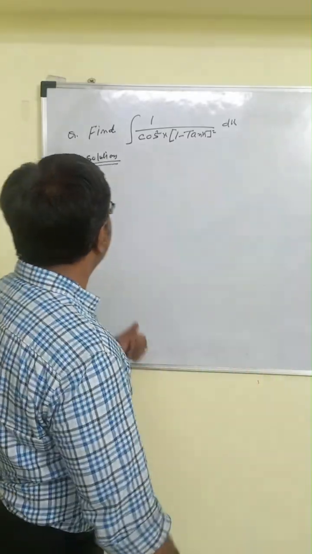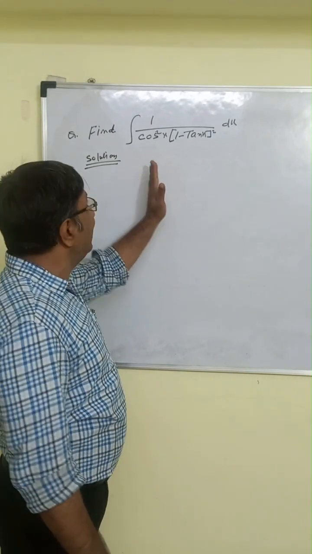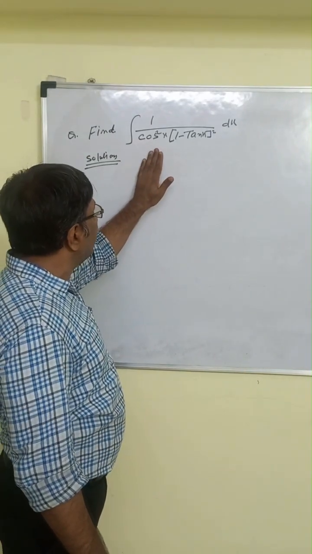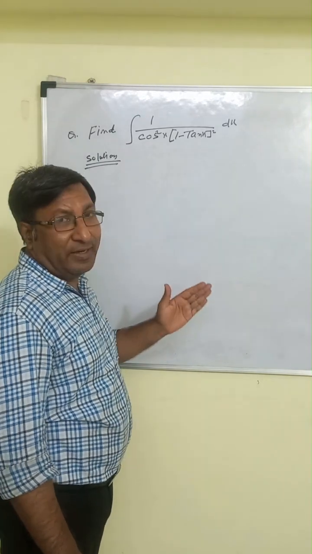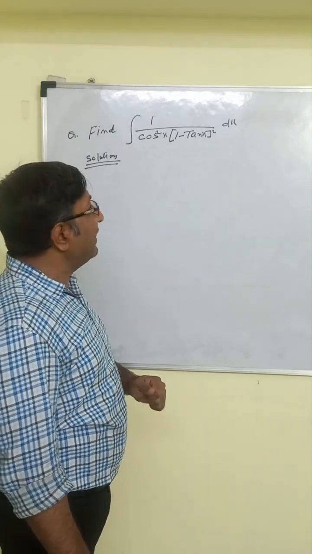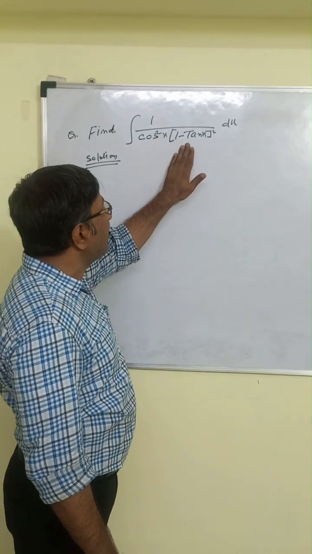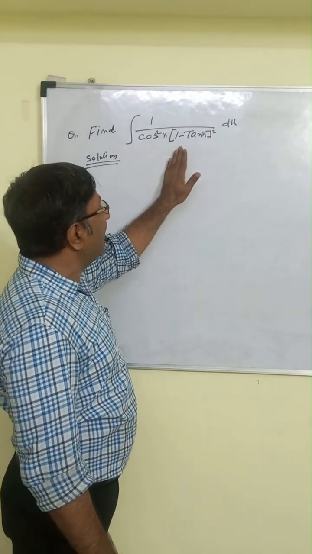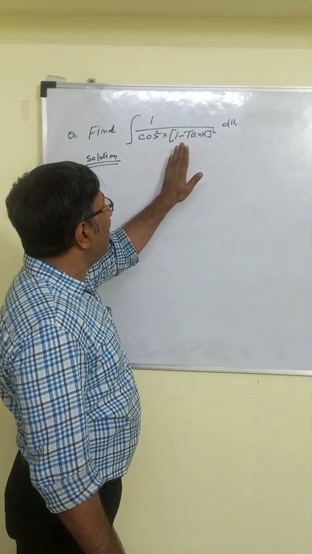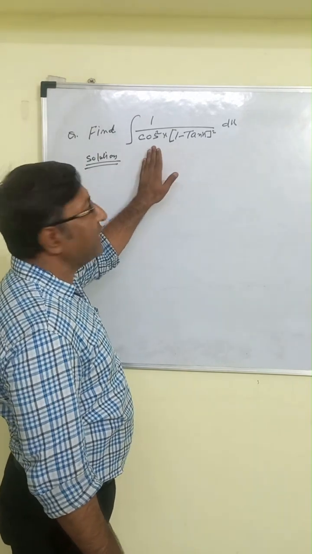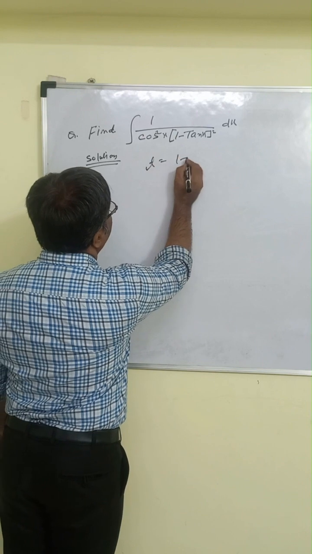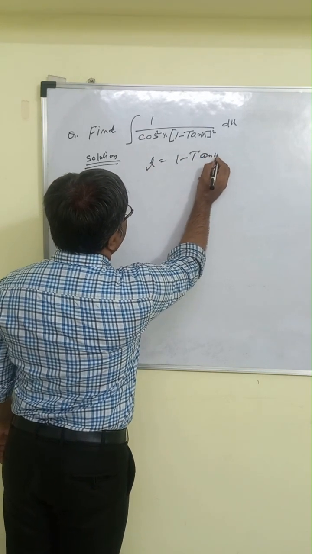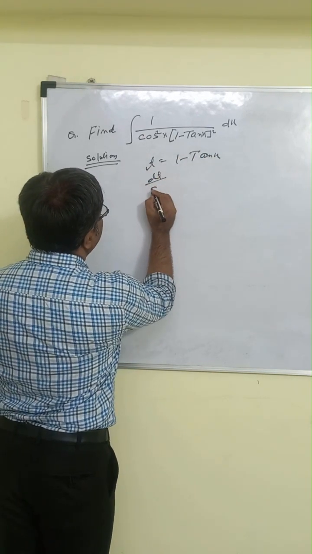Let us see the question. Find the integration of 1 upon cos square x into (1 minus tan x) whole square dx. For this type of question, the simple technique is just to put 1 minus tan x equal to t, because the derivative of this will be minus sec square x, which will be cancelled out. So let us see. Just put t equal to 1 minus tan x.